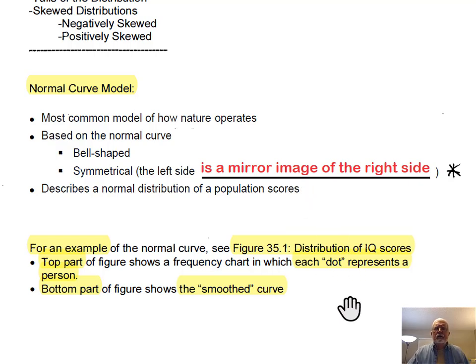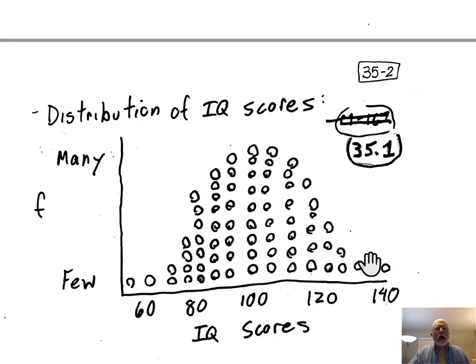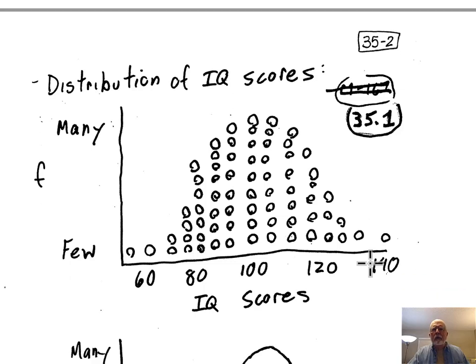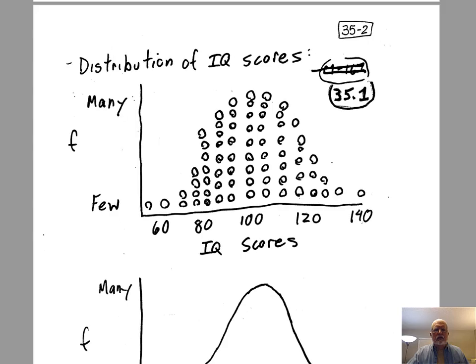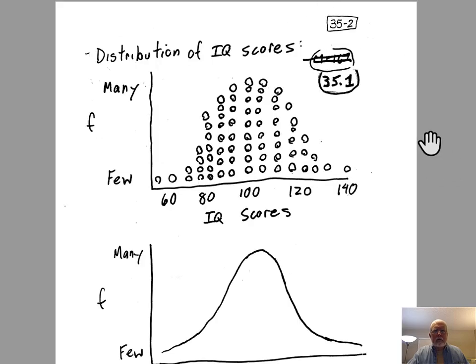For an example of normal curve, see the figure that I have on the next page. It's a fictitious distribution of IQ scores. The top part of the figure shows a frequency chart in which each dot represents a person. Bottom part of the figure shows the smooth version of the curve. What does he mean by that? Let's go to page 35-2. Let's make this thing smaller so we can see the top and the bottom at the same time.